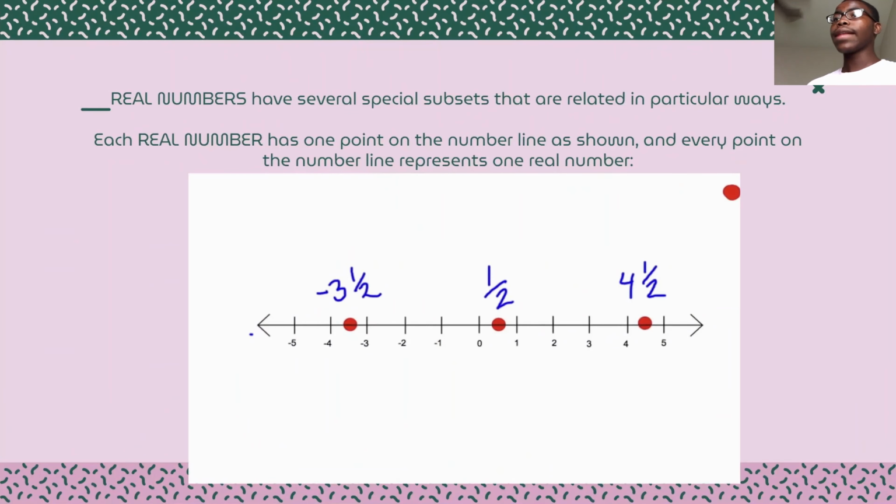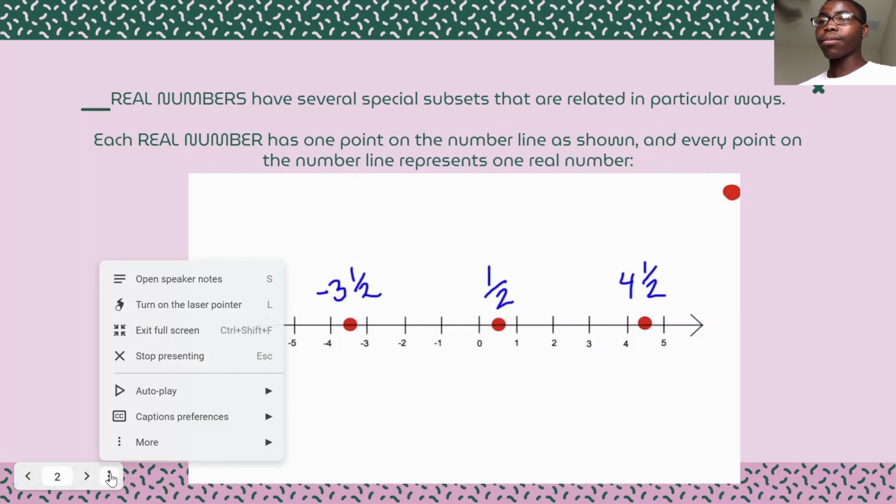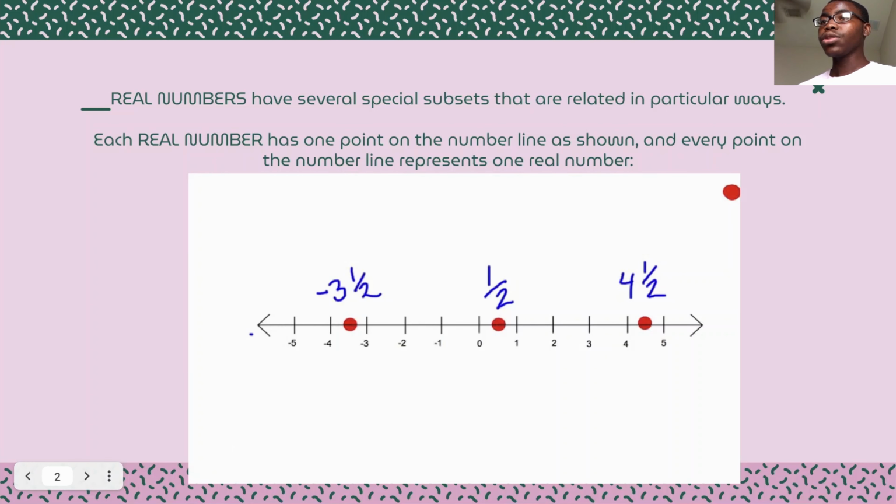So real numbers have several subsets that are related in particular ways, and those subsets include rational numbers, integers, whole numbers, and natural numbers. As shown in this chart, each real number has one point on the number line, and every point on the number line represents exactly one real number.